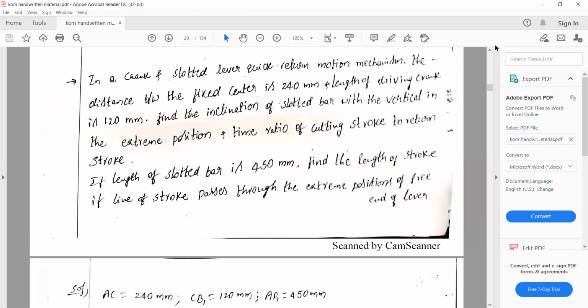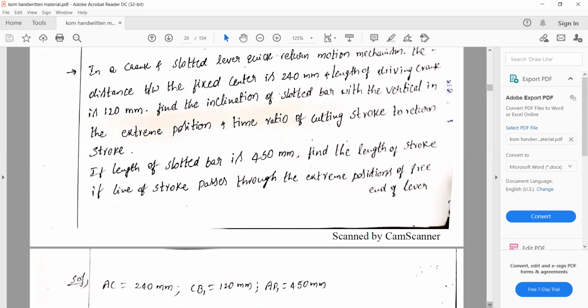All of you read the problem carefully. In a crank and slotted lever quick return motion mechanism, the distance between the fixed centers is 240 mm and the length of the driving crank is 120 mm. Find the inclination of the slotted bar with the vertical in the extreme position and the time ratio of the cutting stroke to the return stroke. If the length of the slotted bar is 450 mm, find the length of the stroke if the line of the stroke passes through the extreme position of the free end of the lever.